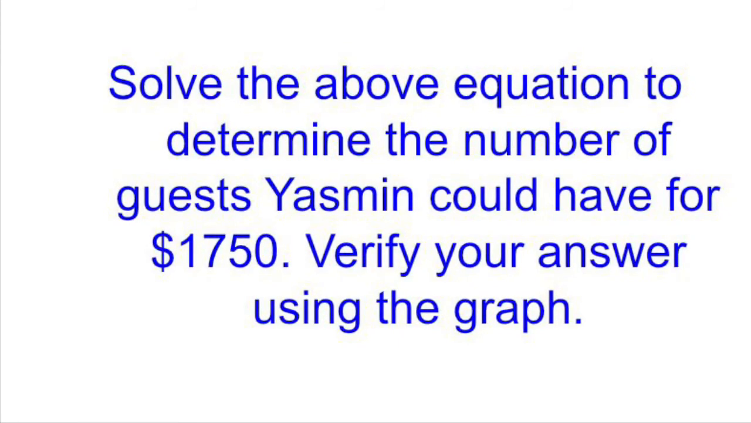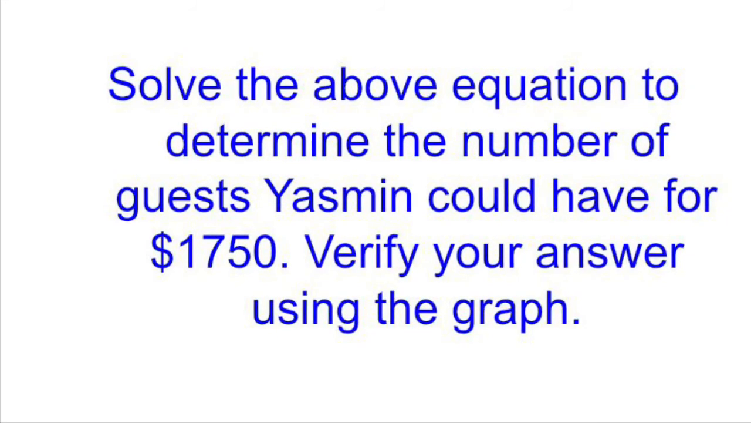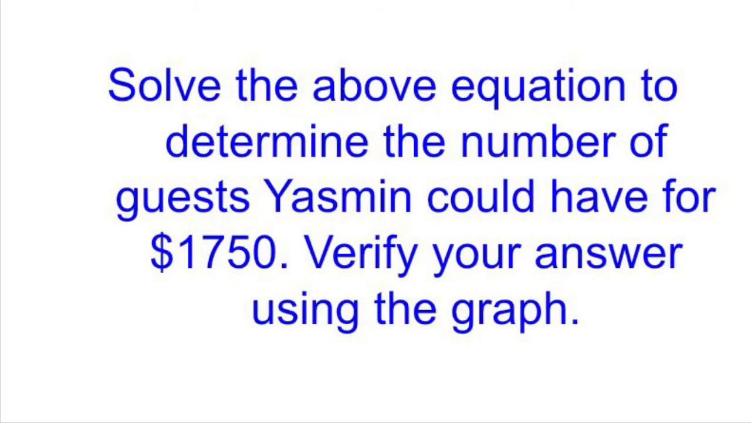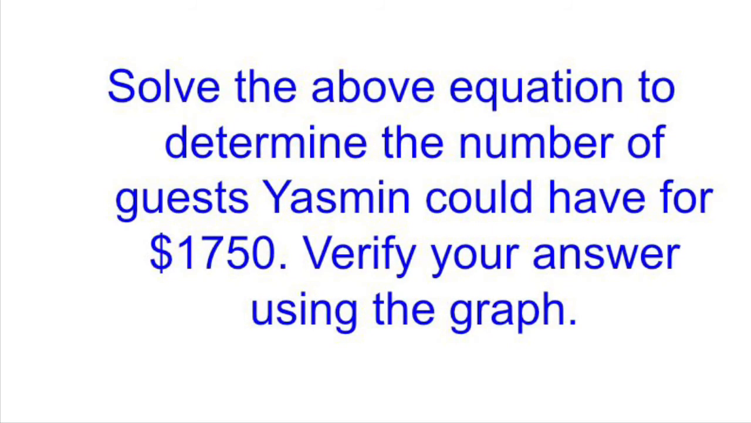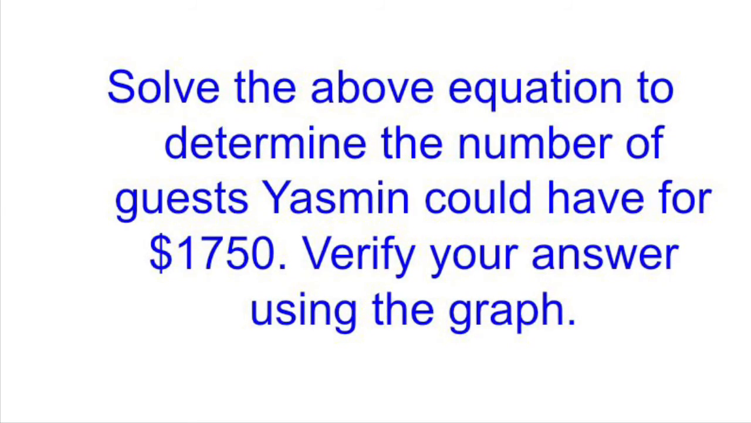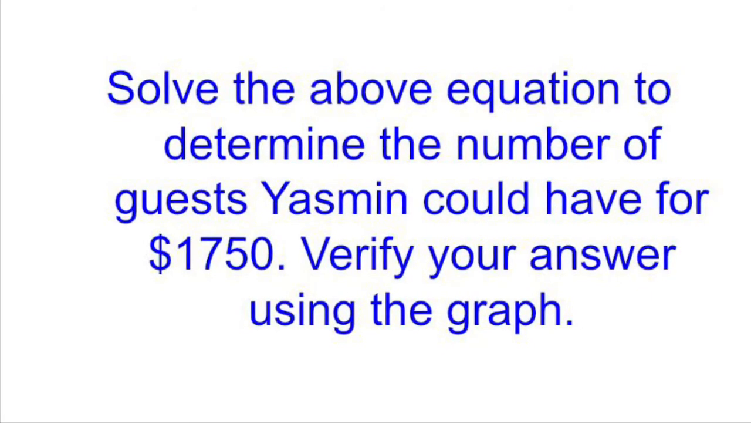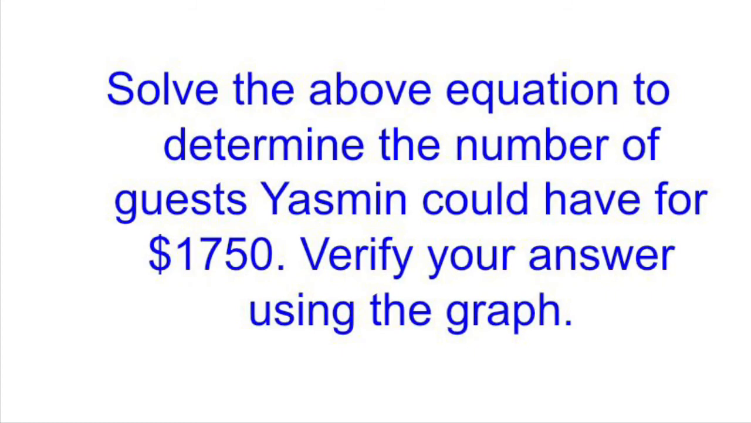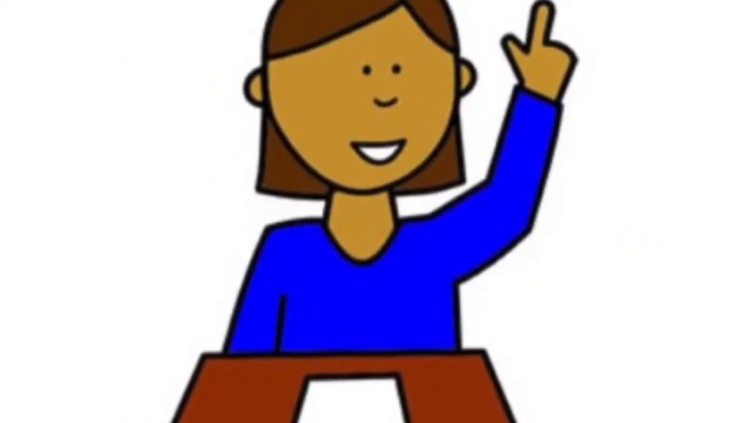The second question is, solve the above equation to determine the number of guests Yasmin could have for $1,750. Verify your answer using the graph. Okay, so in this question, we know that the cost is 1,750, and we want to use algebra to find the G. So that is your work for today. I think you can do it. It's a lot. The questions I'm leaving you are very similar to the ones we just did together.